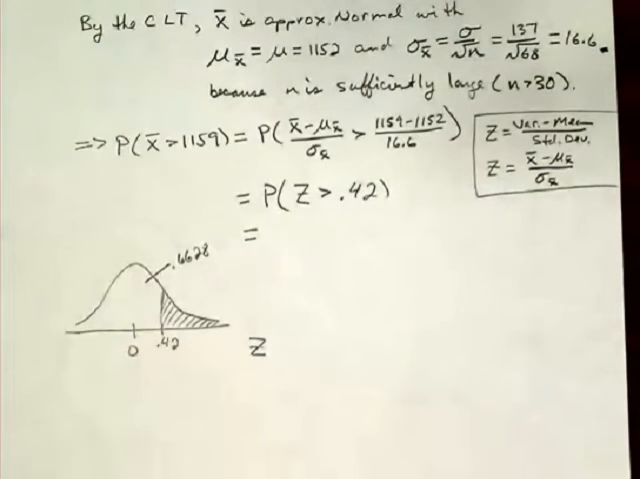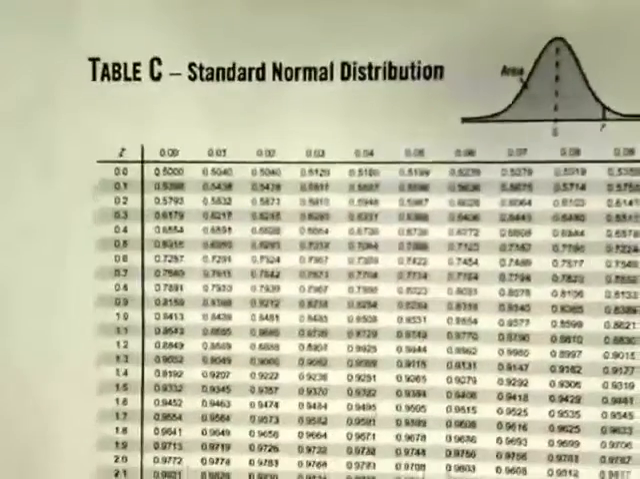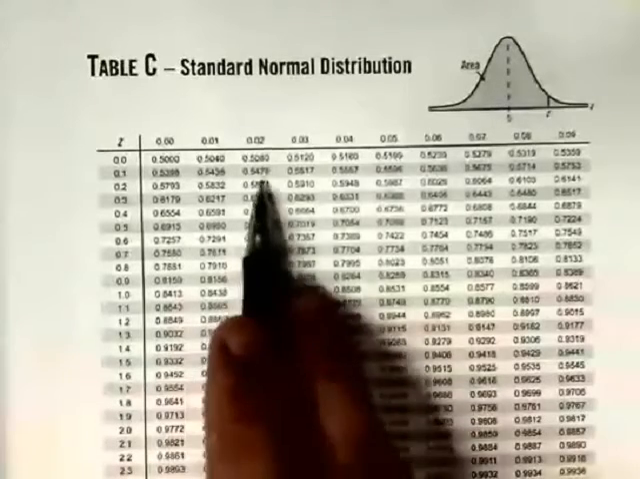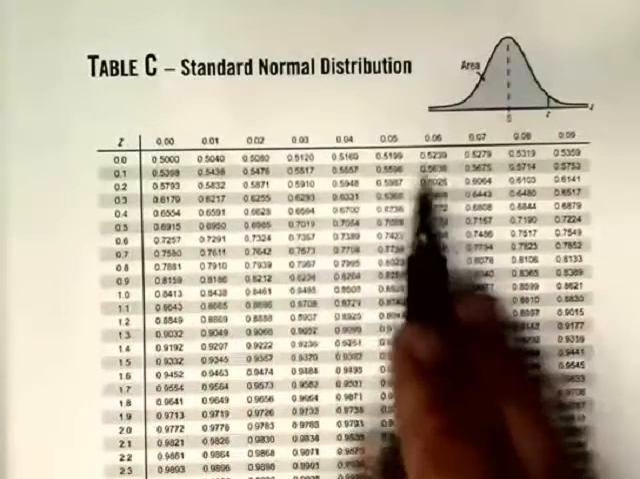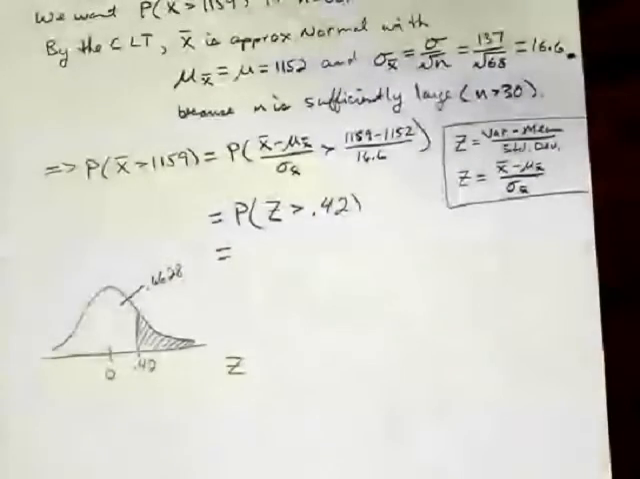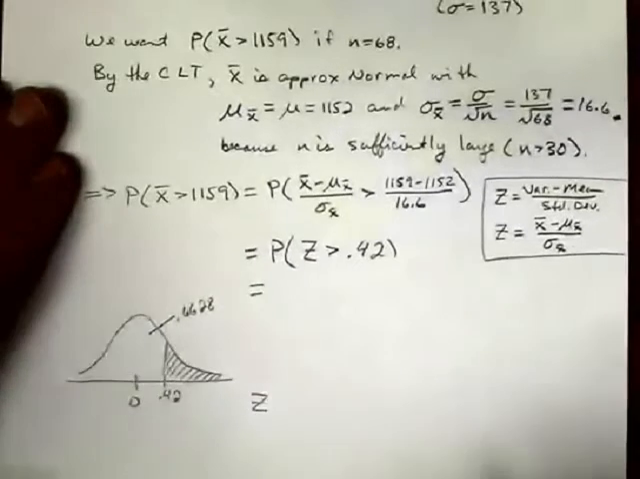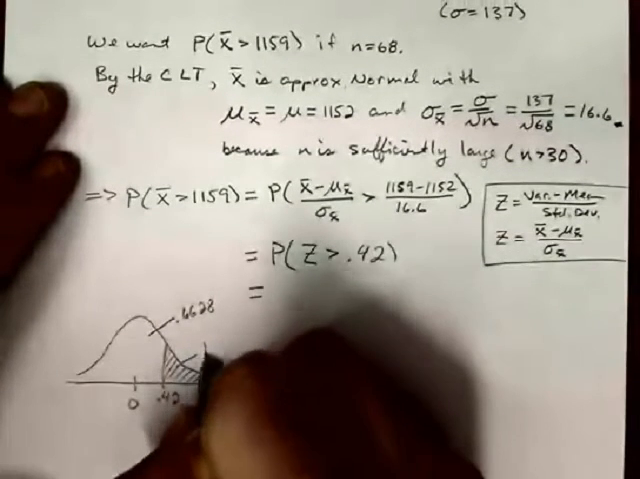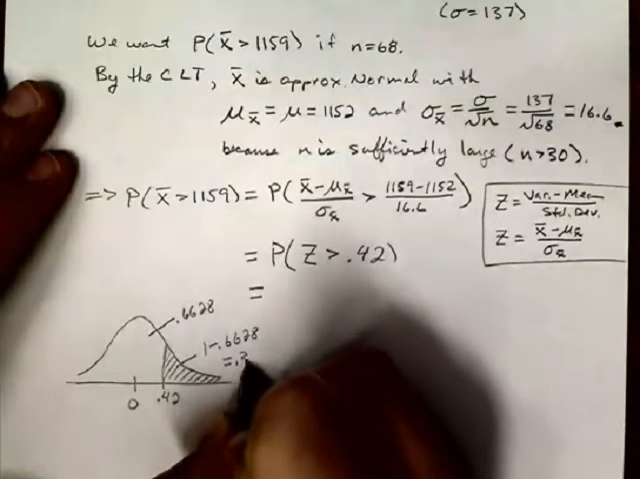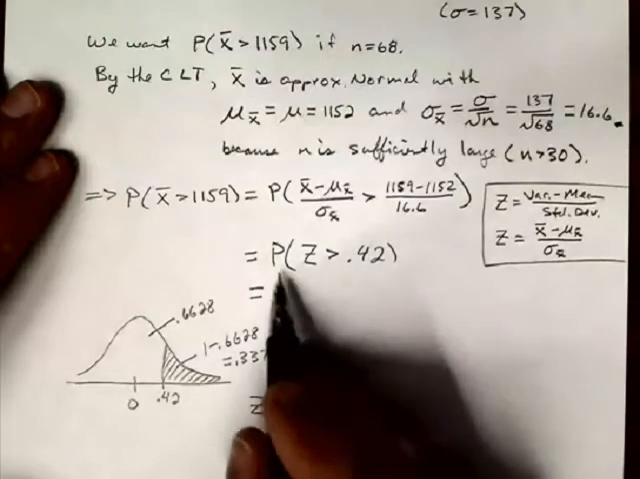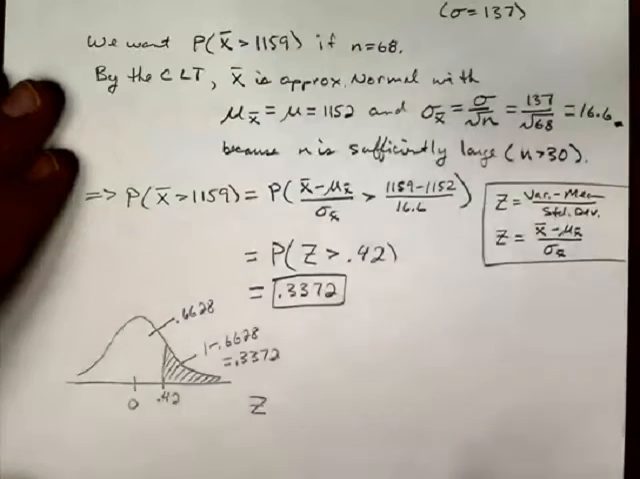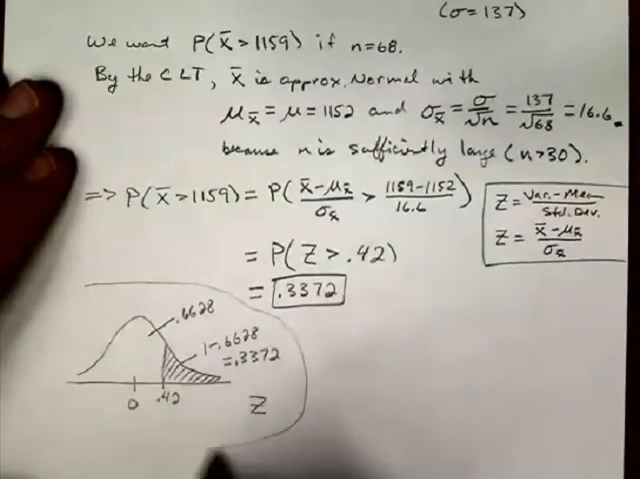Okay, and so I'm gonna put the table here under the camera so you can see it. Here I'm looking at table C. My Z score is 0.42. That number 6628 is the area to the left of that Z score. Okay, so this is 0.6628. So this right here is 1 minus 0.6628. That shaded area is then 0.3372, and so then this probability is therefore 0.3372, and that is the answer here.